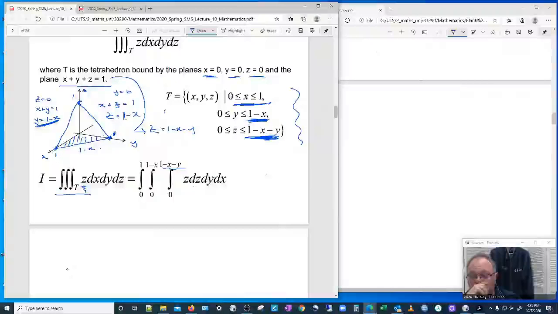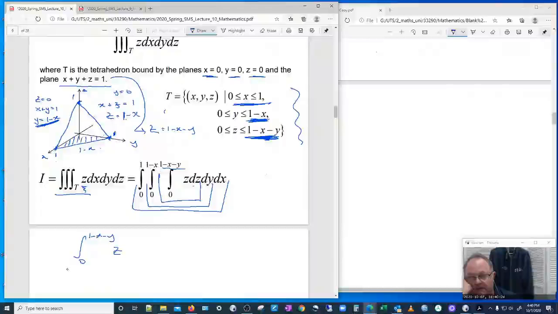Okay, so all you've got to do then is follow your rules. These are now filled with functions, so you've got to do your inner, and then you'll do your third one, and finally you'll do your outer. So you must do it this way. You can't invoke Fubini's. There's no trick around this. You've just got to do the hard yards. So the inner one will be an integral between 0 and 1 minus x minus y for z dz.